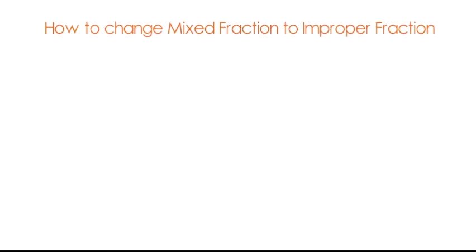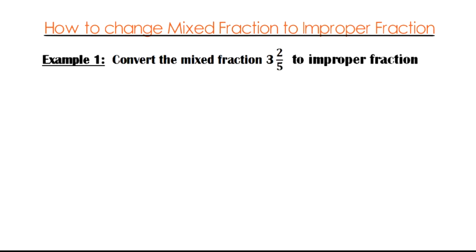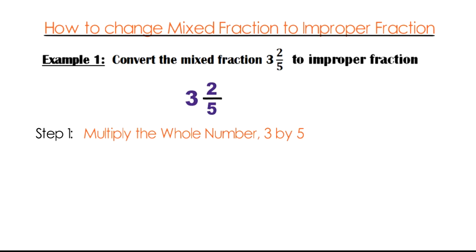Next, we will discuss how to change mixed fraction to improper fraction. Example 1. Convert the mixed fraction 3 whole number 2/5 to improper fraction. To solve this question, first, we will write out the mixed fraction, 3 whole number, 2 over 5. The first step is to multiply the whole number, 3, by the denominator, which is 5. This gives us 3 times 5, which is equal to 15.